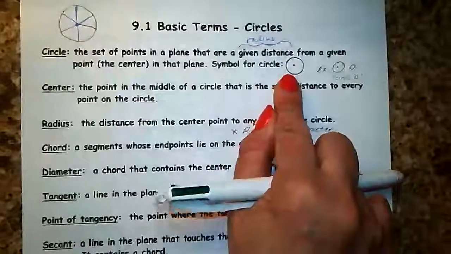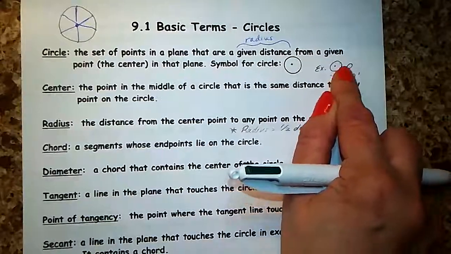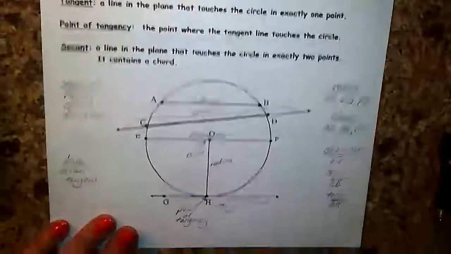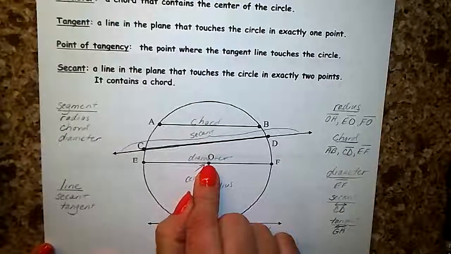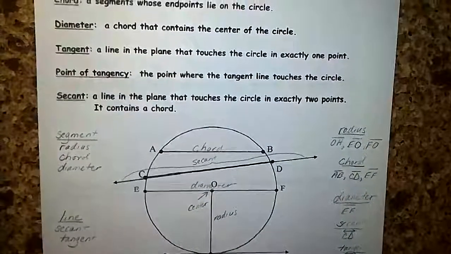The symbol that we use for circle is just a circle with a dot inside. So if you want to name a circle, you call it circle and then whatever the letter is. Circle O, in this case, is what I have down here. That O represents the center of that circle, and that's how we give the name to the circle.